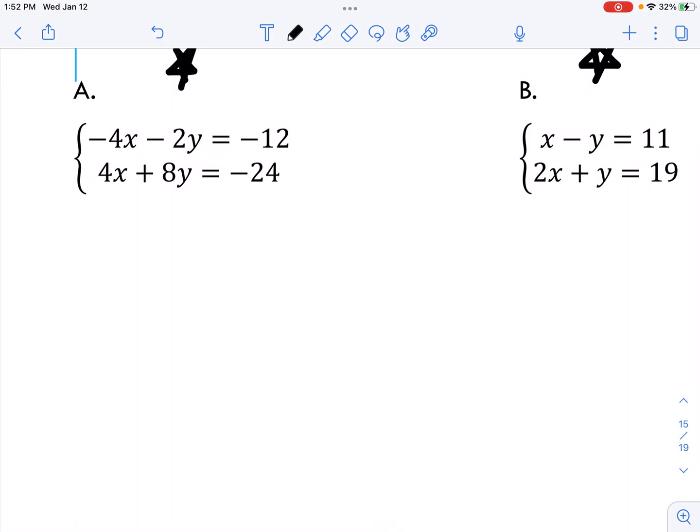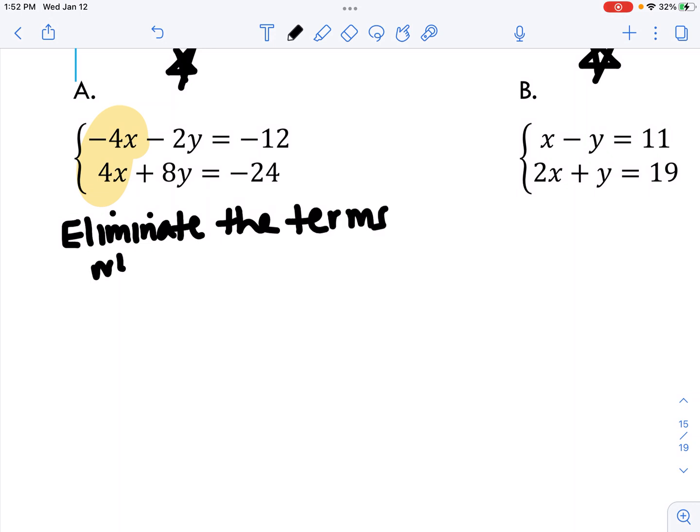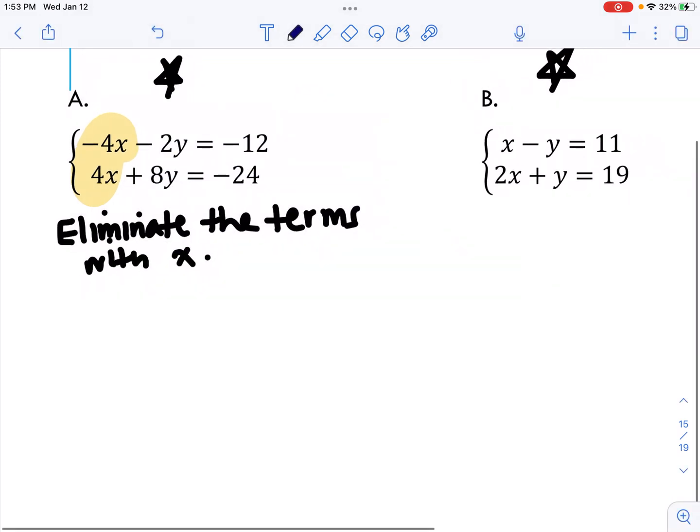In example A, we notice that negative 4x minus 2y equals negative 12, and 4x plus 8y equals negative 24. Like we said before, notice that those coefficients are opposite. Those are going to cancel out. So in my brain, I'm eliminating the terms with x. I'm just writing that there to give you an idea of what I'm doing. I'm going to show my work here. I'm going to take both of these equations.